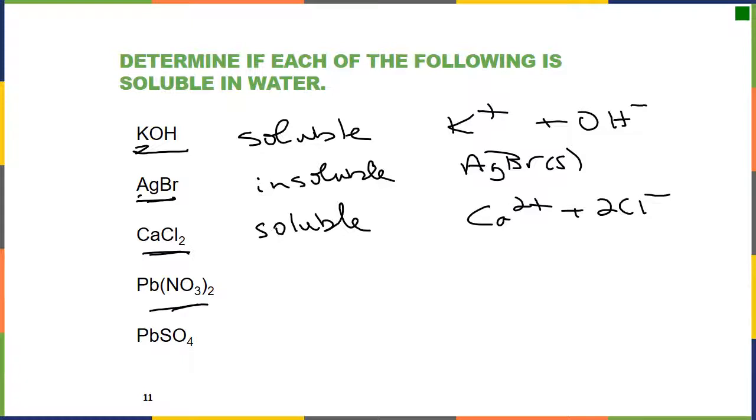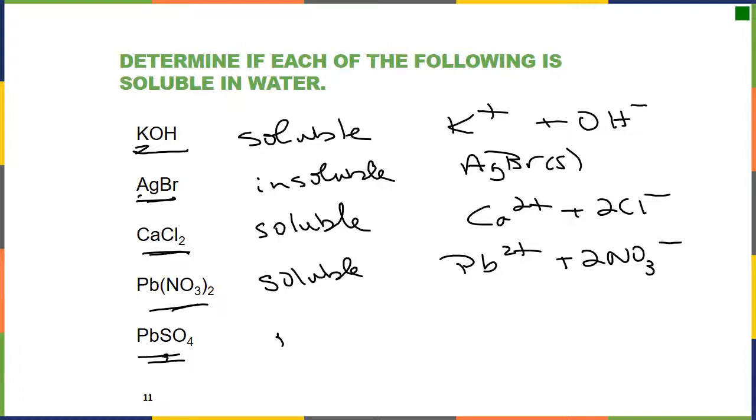Nitrates. All nitrates are soluble. If all nitrates are soluble, we know this is going to break apart into lead plus 2 nitrates. Lead sulfate. This is one of the insoluble sulfates. We have to memorize that list, or at least be able to recognize that list on our equation sheet. And so if we have lead sulfate and we put it in water, it is simply going to be a solid in the bottom of our water.